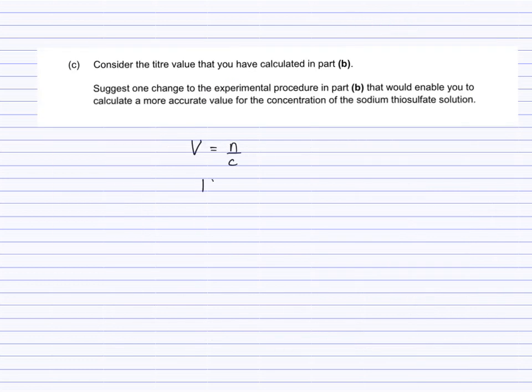So if we want to improve our experiment, to improve the accuracy for the concentration of sodium thiosulfate, we need to increase the volume. How would we increase the titer volume? Well, if we reduce the concentration, if we make that number smaller, it's going to make the volume larger. So we need to reduce the concentration of the bromate(V).